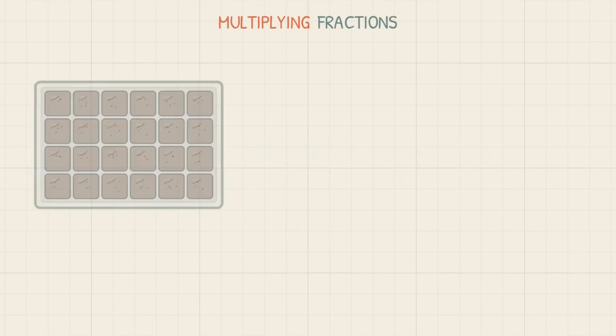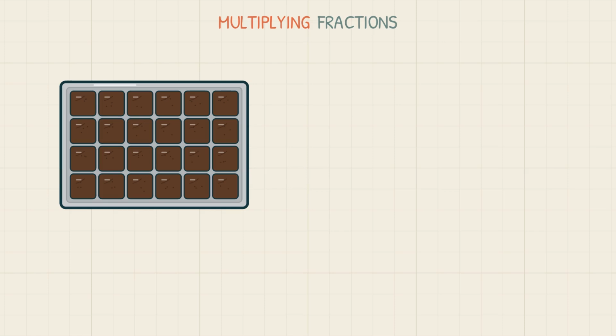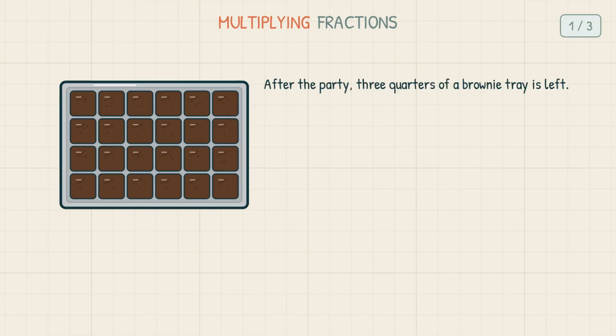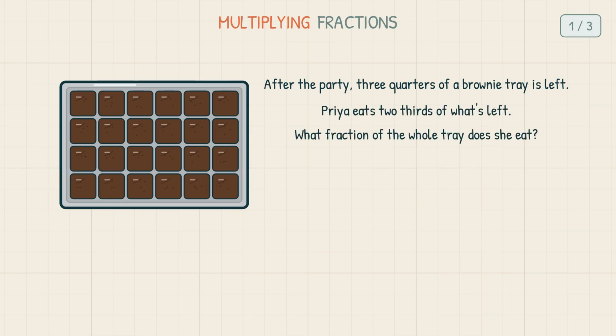In this video, we're going to multiply fractions, the one place you don't need matching bottoms, and see why "of" really means times. Here's the situation. After the party, 3/4 of a brownie tray is left. Priya eats 2/3 of what's left. So, what fraction of the whole tray does she eat?